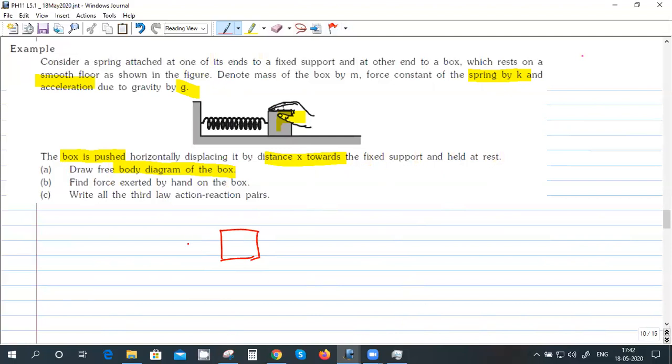So I'm trying to compress, so the spring will try to push it back. This is the force of the spring, right? Because I'm pushing it towards left, so it's going to compress. So the spring is going to try to push it back to the right. Is there any other force? Gravity. That's in the vertical direction. When you're drawing figures, you have to show everything. So this will balance the normal force. Any other force?